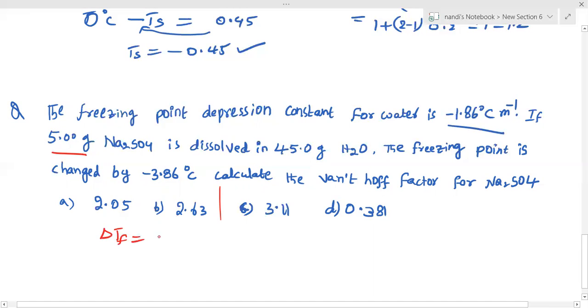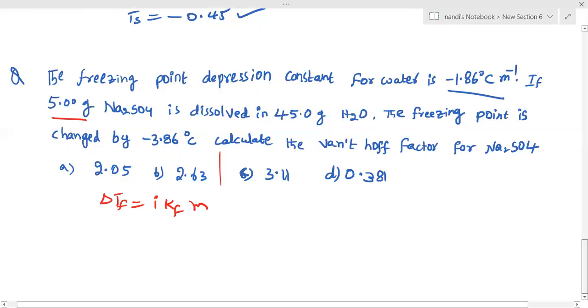Delta Tf equals i into Kf into m. This is the formula. We know it's the basic formula. So they're asking the i value, I don't know the i value. Kf value they gave. That should not be minus. Okay, Kf is always positive. Maybe that's a print mistake. Leave it. 1.86. Molality formula is Wb by Mb into 1000 by W grams of solvent. This is the solvent, keep in mind.